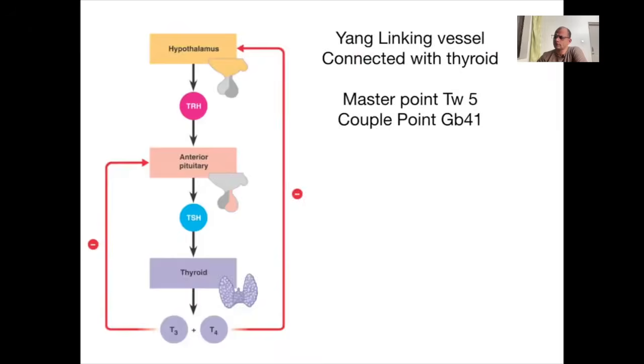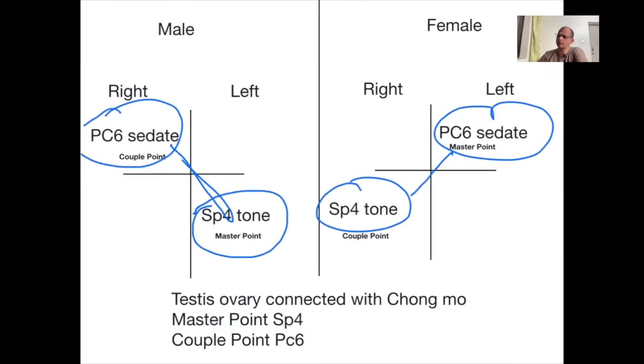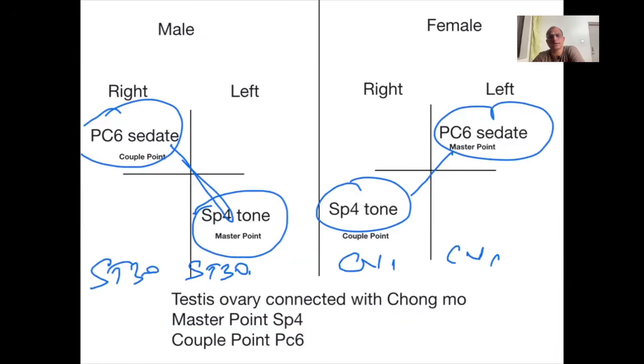So initially I told you for the male what we can do is spleen 4, pericardium 6 and stomach 30 bilateral. For the female, spleen 4, pericardium 6 and CV1 bilateral; we will complete the pattern by adding these points. If we want to work for the female, we add CV1, and for the male we add stomach 30.